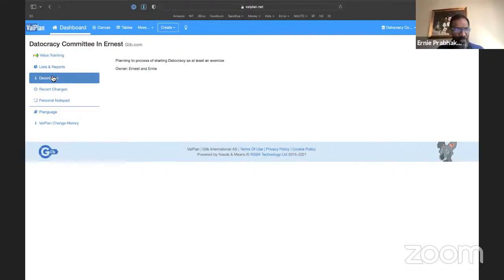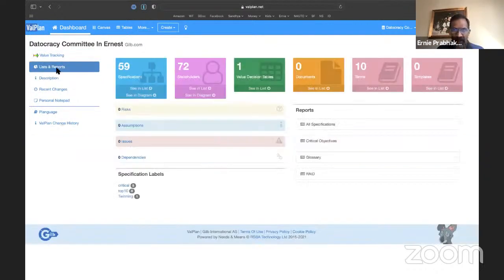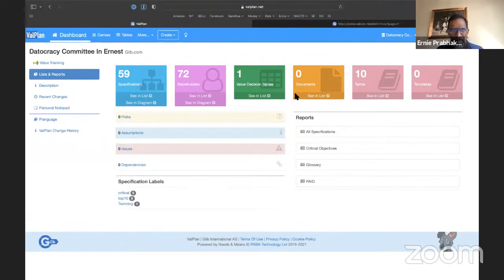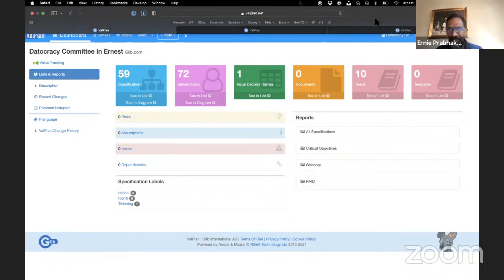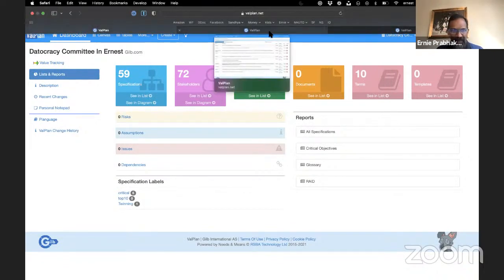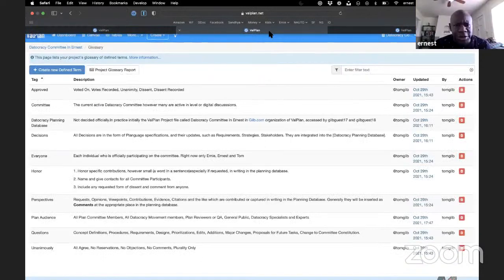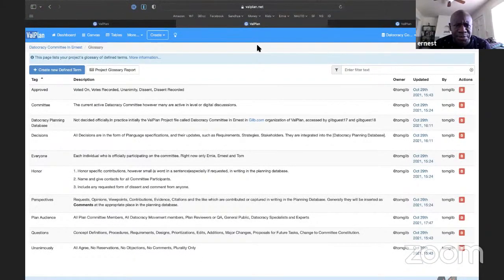Starting Datocracy as an exercise, lists and reports. I see 10 terms, 59 specifications, and 1 value decision table. So let's see what we can see here. So is this like a template that Tom has started for us, or what?